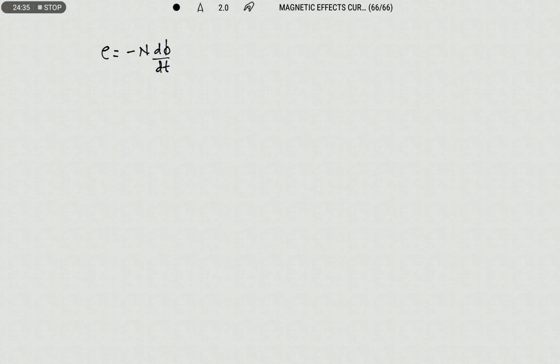About the negative sign, this negative sign gives the direction of induced EMF, which is always opposing the cause which is producing it. We will discuss in detail when we study the Lenz law.